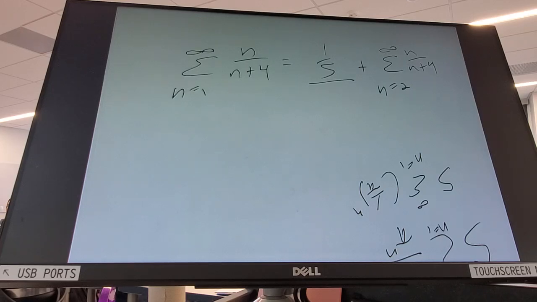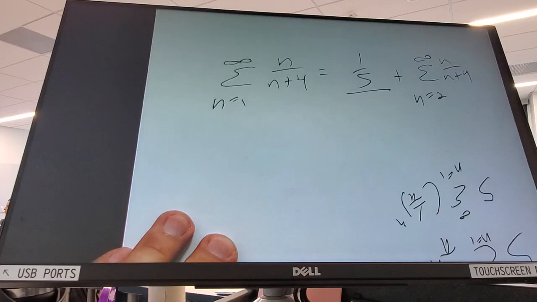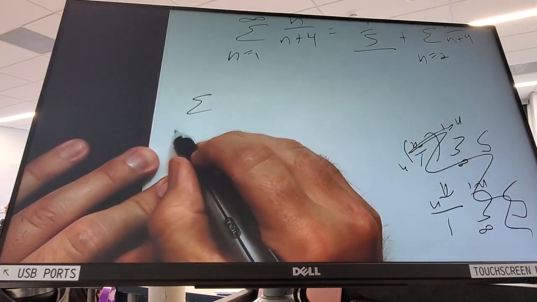I just need it to eventually start doing this thing. Because I can take the first finite number of terms out, and then the rest of it does what it has to do. It meets the requirements. We talked about that last time. So that could be a reason why I would want to do this. The other major thing I could do to kind of modify a series is this.